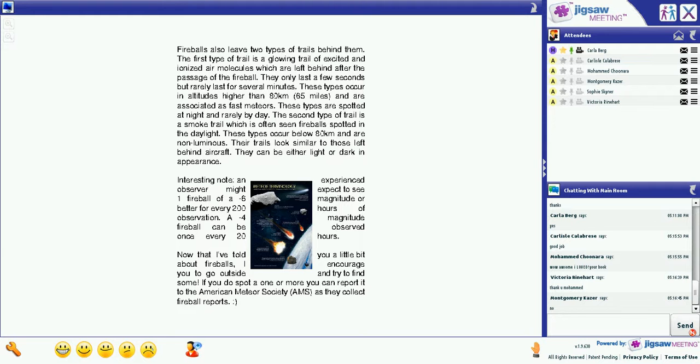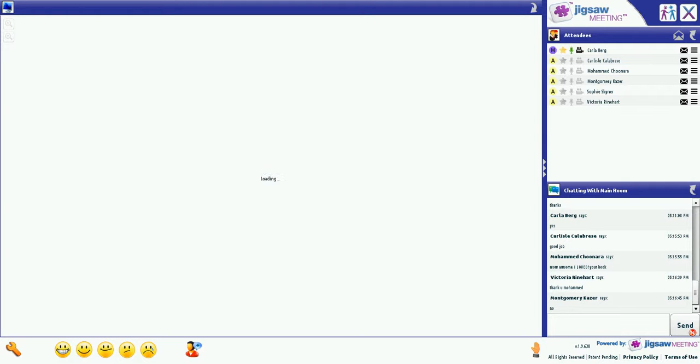An interesting note: an experienced observer might expect to see one fireball of -6 magnitude or better for every 200 hours of observation. A -4 magnitude fireball can be observed once every 20 hours. Now that I've told you a little bit about fireballs, I encourage you to go outside and try to find some. If you do spot one or more, you can report it to the American Meteor Society, as they collect fireball reports.